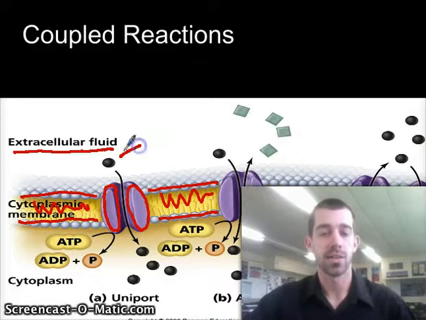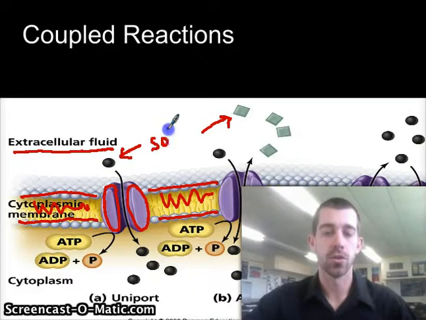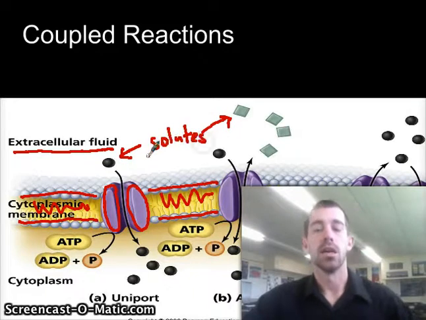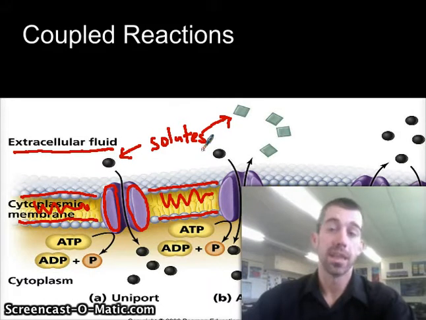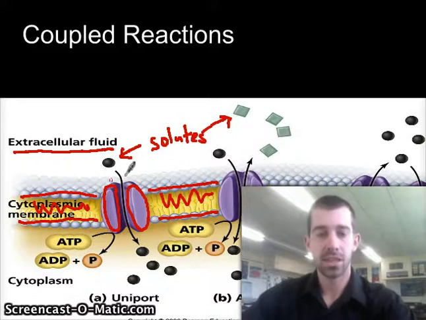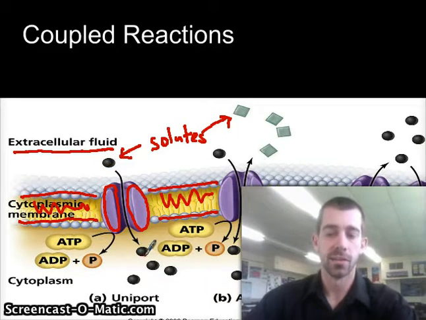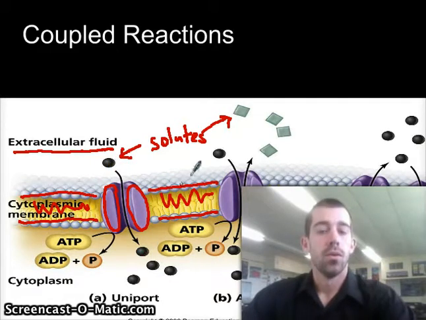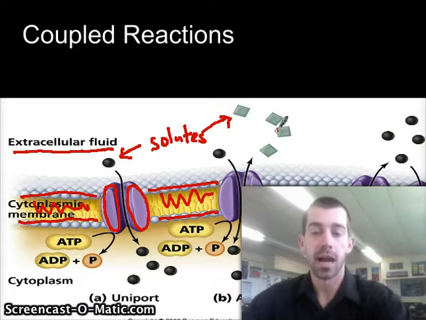And then all these little things right here, whether they're the black circles or these blue squares, these are solutes. Solutes are anything that's dissolved in something else. Usually that's going to be water, but could be anything. And you can see that these solutes are moving from outside the cell to inside of the cell. Or in the case of the blue squares, they're moving from inside the cell outside.